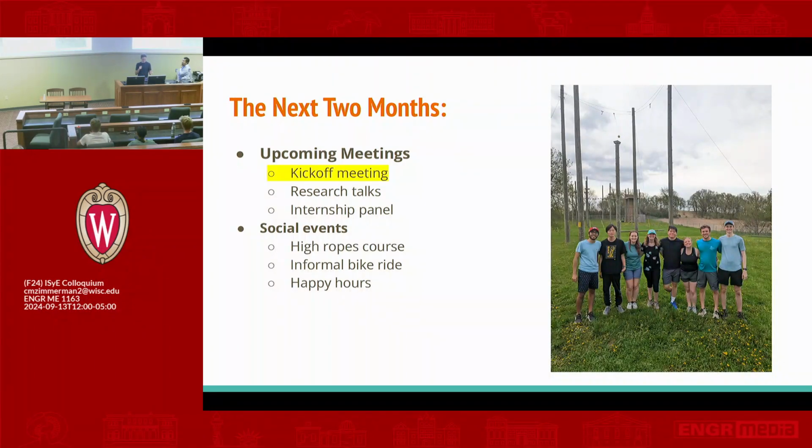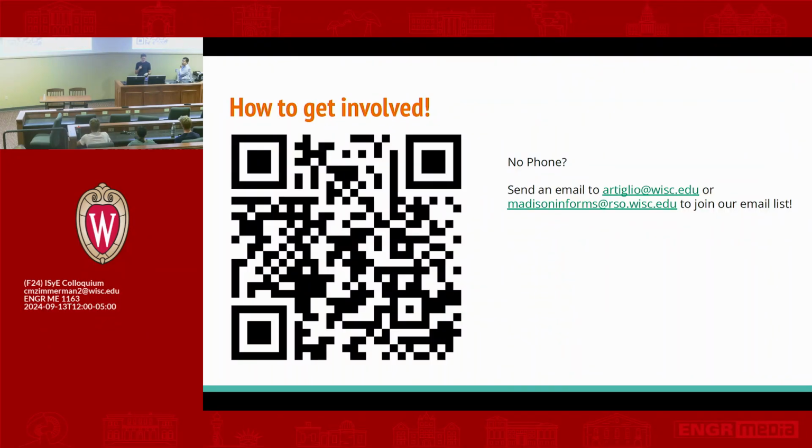So in terms of what's going on, I would say the most important thing is we're having our kickoff meeting next week, Tuesday, at 5:15 p.m. here in the ME building. We'll talk through all of the events and the agenda that we have for the semester and the rest of the year. If you want to get involved, you don't have to pay to be a member of the Informs organization to come to meetings and participate in events. But if you want to get involved, feel free to scan the QR code and we'll get you on our email list. Cool. Thank you.